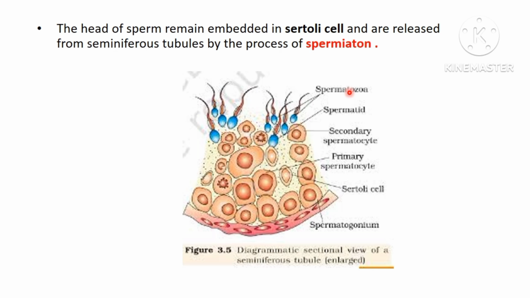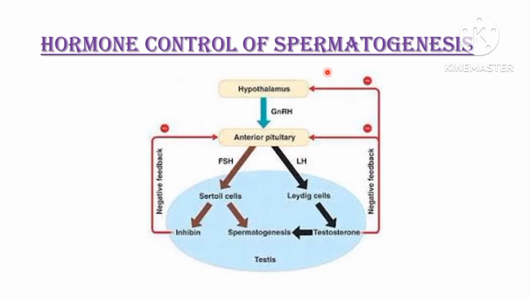Hormonal control of spermatogenesis. The regulation of spermatogenesis is controlled by three main hormones: gonadotropin releasing hormone, follicle stimulating hormone, and luteinizing hormone. Gonadotropin releasing hormone, GnRH, is secreted by the hypothalamus. This gonadotropin releasing hormone stimulates the anterior pituitary to release two main hormones, that is FSH and LH.